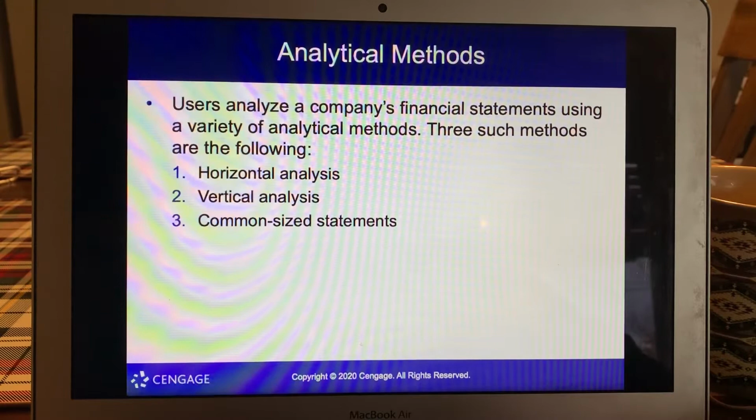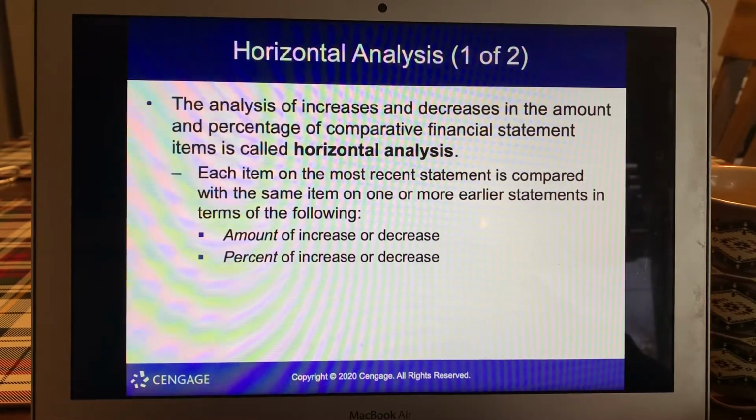So users analyze a company's financial statements using a variety of analytical methods. Three such methods are the following: horizontal analysis, vertical analysis, and common size statements. Okay, so we'll take a look at those. The analysis of increases and decreases in amount and percentage of comparative financial statement items is called horizontal analysis. Each item on the most recent statement is compared with the same item on one or more earlier statements in terms of the following: amount of increase or decrease, and percentage of increase or decrease.